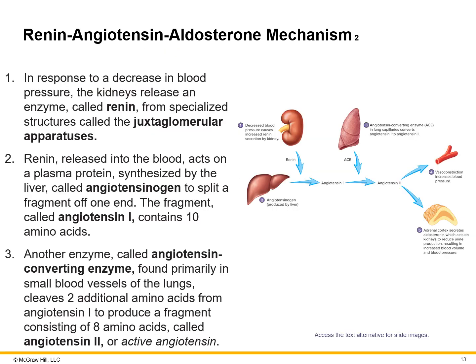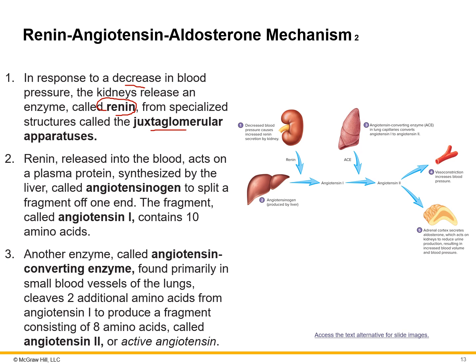So how does it actually work? If we have a decrease in blood pressure, the kidney is going to release an enzyme called renin from structures called the juxtaglomerular apparatus. Again, most enzymes end with ASE, but renin is an exception. So the kidneys release renin from this juxtaglomerular apparatus.